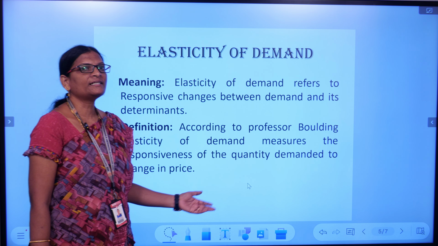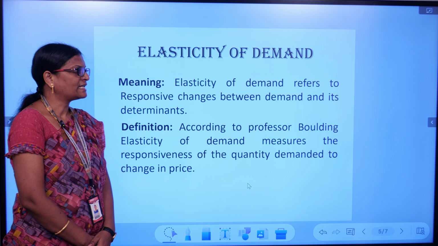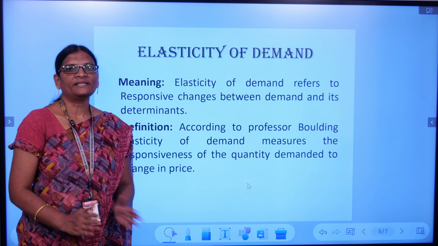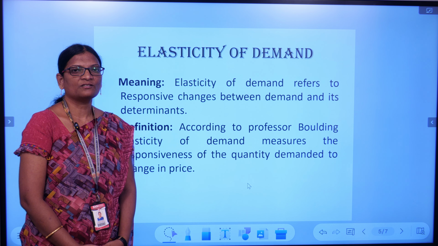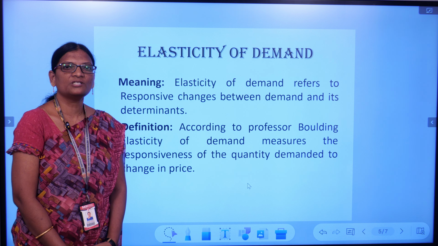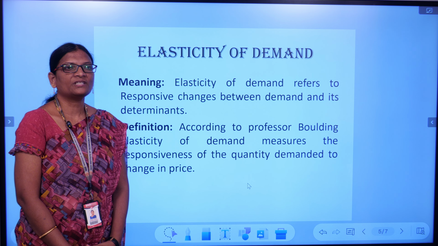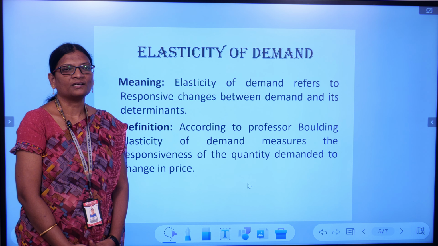Next, when coming to the elasticity of demand, elasticity means it's a measurement. It's a measurement between demand and price and other determinants of demand. So here we are going to measure the responsive changes between demand and its determinants. That is called elasticity of demand.